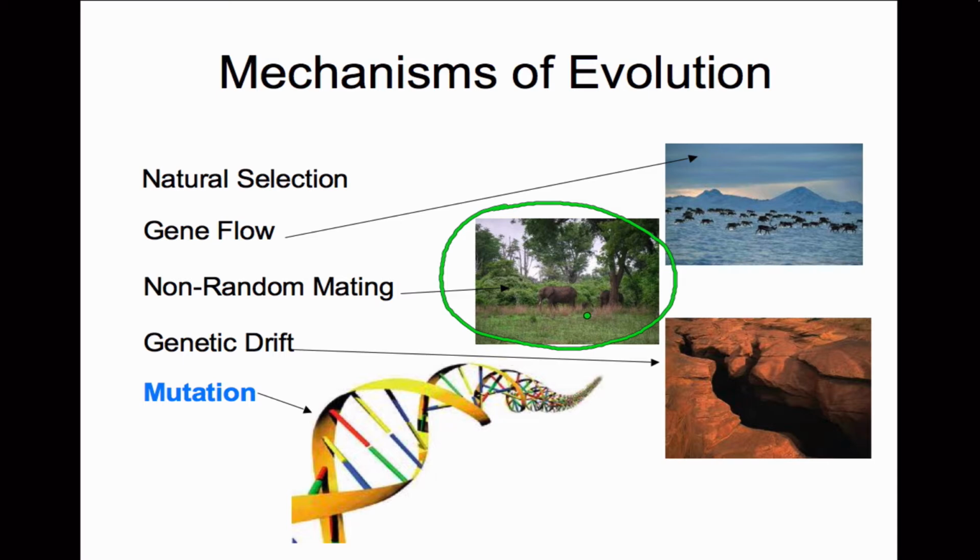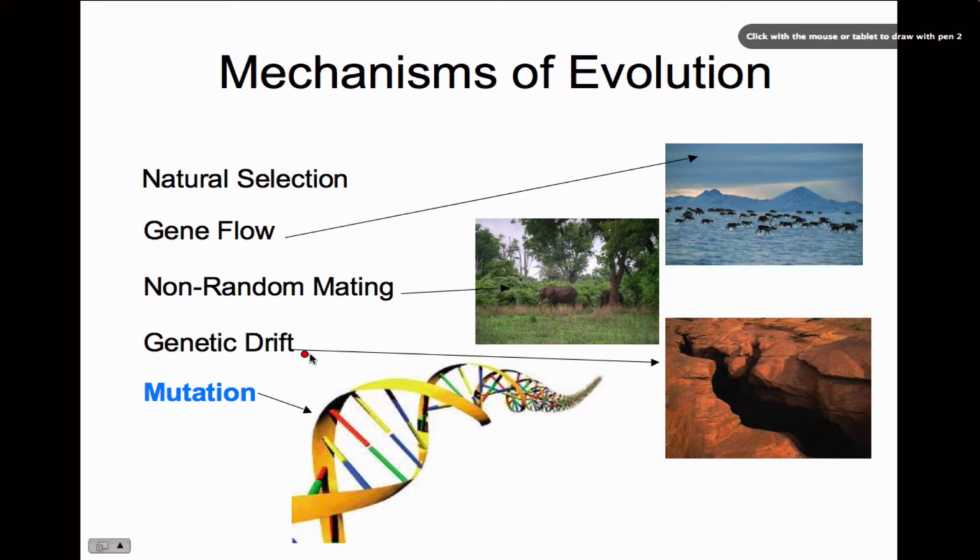In non-random mating, we have a situation where maybe there's only one male left in the population, and so the mating is not random. The females only have that male to choose from, and so that male's genetics are what's going to get passed along. And so there's not as much variation in the population that way, and that will change the genetics of the population. Genetic drift is another example of mechanisms of evolution.